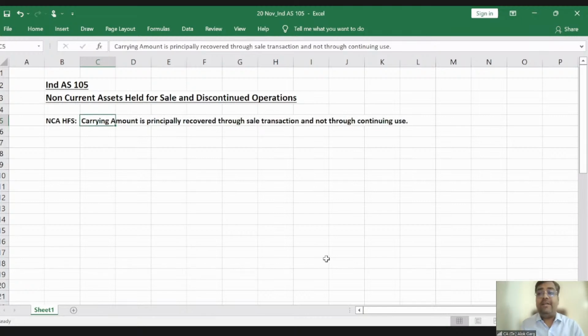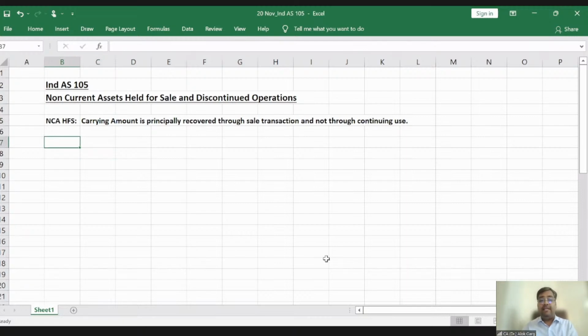It means earlier the entity wanted to use a building, right? That building was shown as a non-current asset under Ind AS 16 PPE. The objective was to use that building for long-term purposes, either to run its office or its factory, right? But when the entity has decided to sell off that building, the future economic benefit of that building will come from the sale transaction, not through use. So the carrying amount is principally recovered through a sale transaction and not through continuing use. This is the definition of NCA HFS, right?